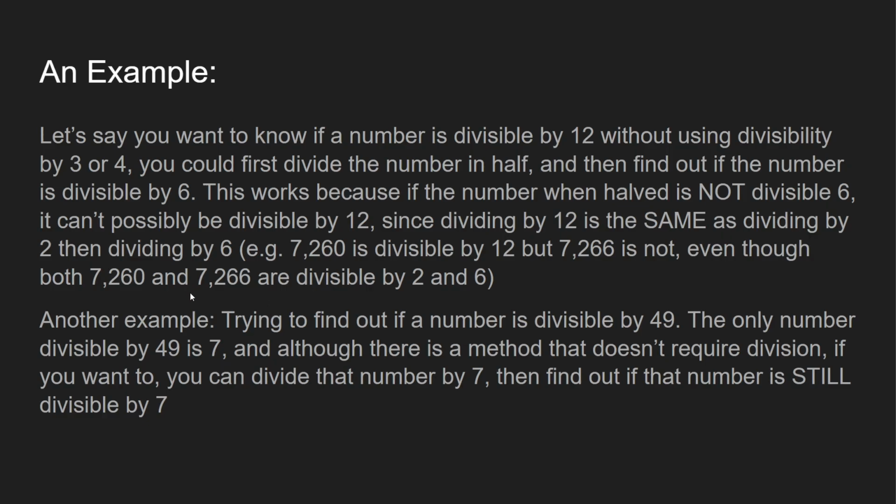And yeah, here's another example. Let's say you're trying to find out if a number is divisible by 49. The only number divisible by 49 is 7. And although there is a method that doesn't require division, which I'll show later on, if you want to, you can simply divide that number by 7, then find out if that number is still divisible by 7. So basically what that means is if you divide a number by 7 twice, then that means it's divisible by 49. Because, of course, there's no way that you can divide a number by 7 twice and it not be divisible by 49. That's impossible. So, yeah.